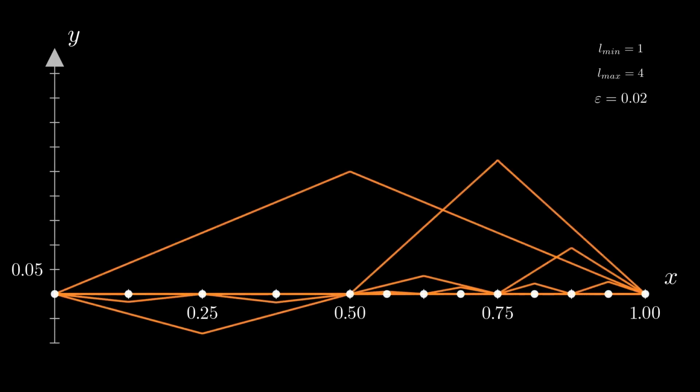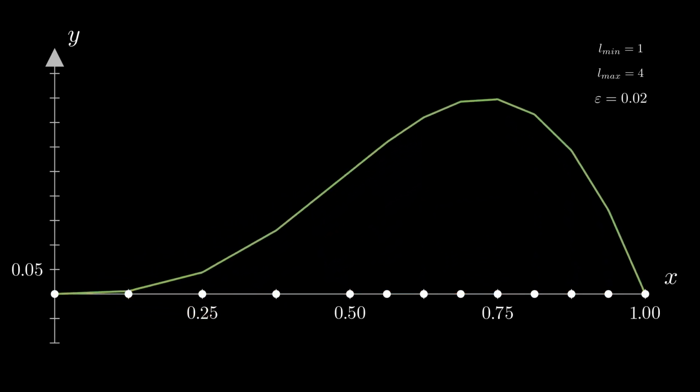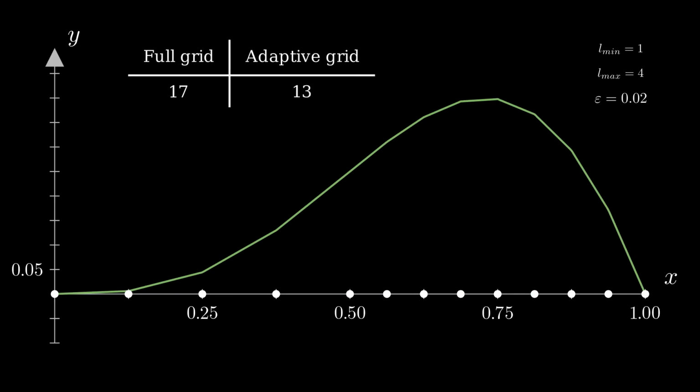Then our function approximation is the same as before. We sum over all the basis functions to create our function approximation, given by the green line here. In this adaptive approach, we use fewer grid points in comparison to full grids, while the function approximation is not that much worse. This method could be generalized to higher dimensions where the benefit is more realized, but I'll leave that as a topic for a potential future video.